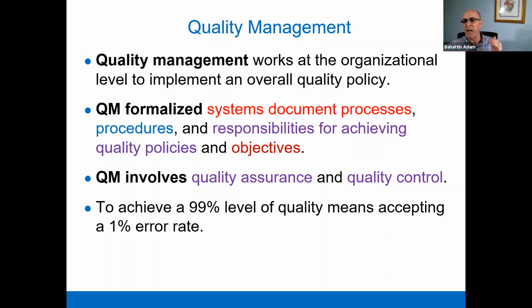However, to achieve a 99% level of quality means accepting a 1% error rate. You cannot achieve 100% of the quality. If you achieve 98, 99%, it is perfect.